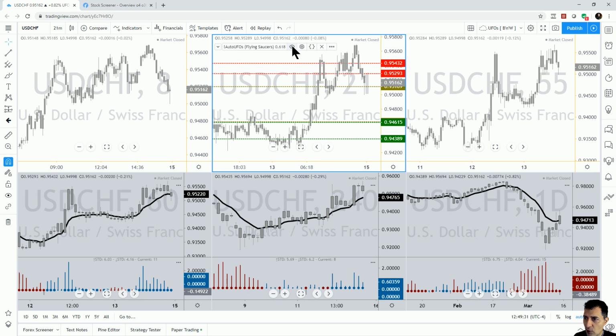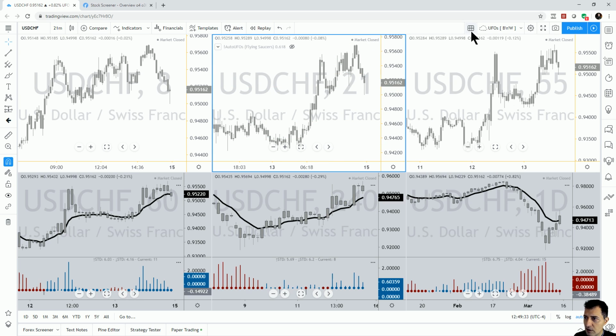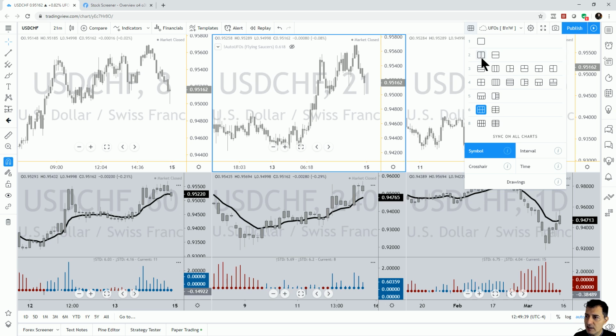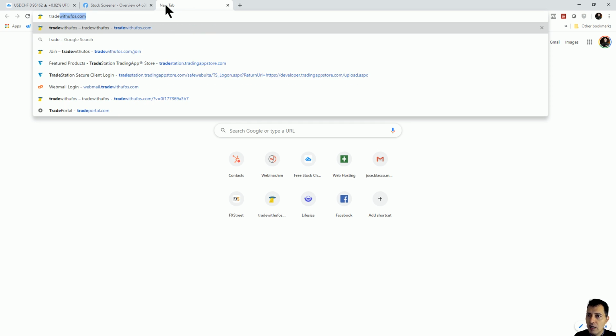If you have a pro account, you can come to this button here. You can come to this button, select layout. You click this button, and then you can select you want 2 charts at a time, 3 charts at a time, 4 charts at a time, 5, 6, up to 8. Now, there is a limitation. I don't remember by heart, so let me show you that.